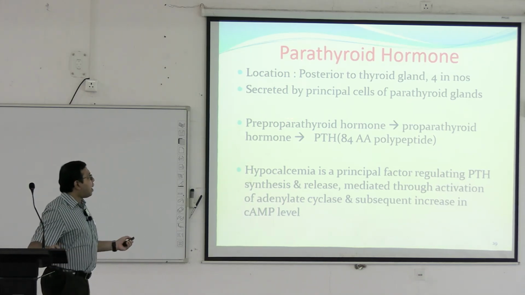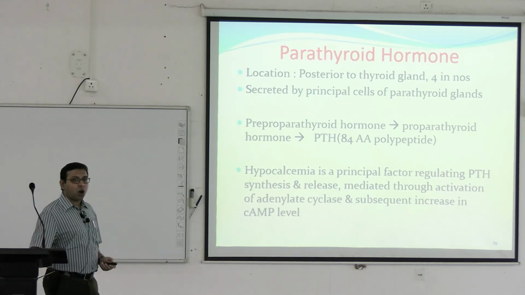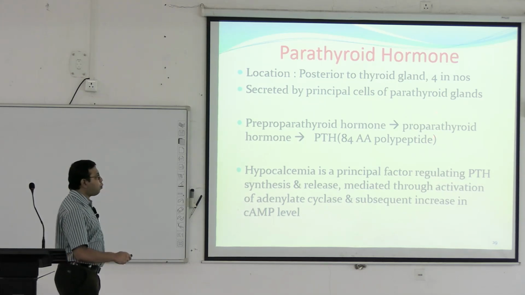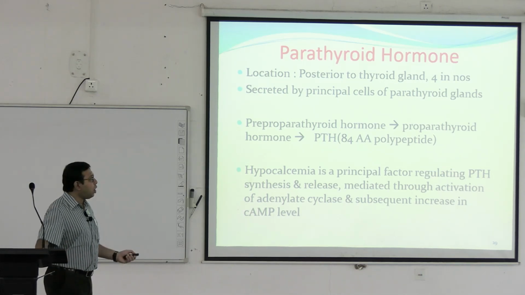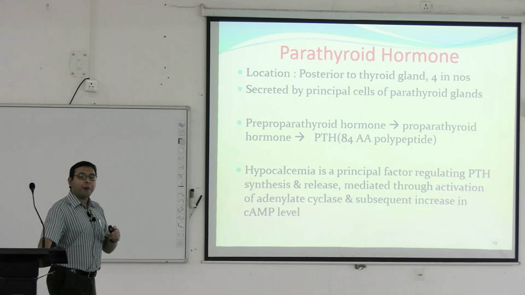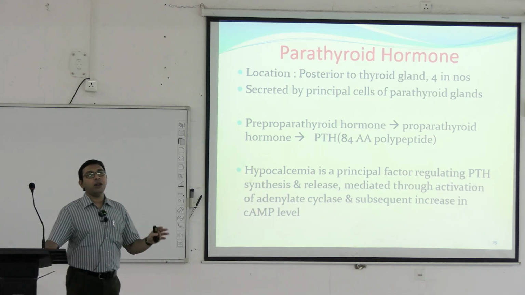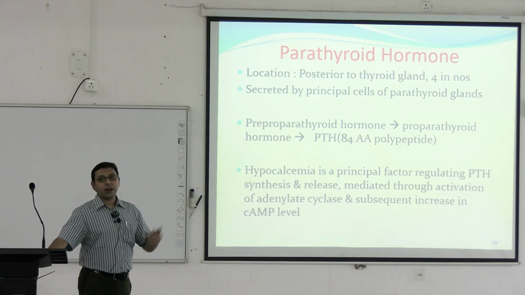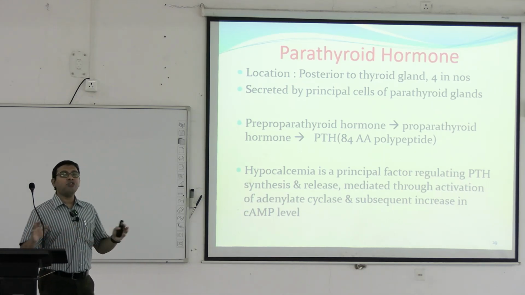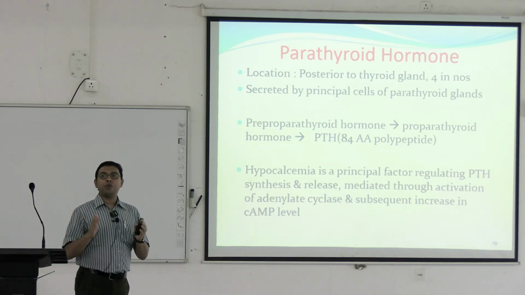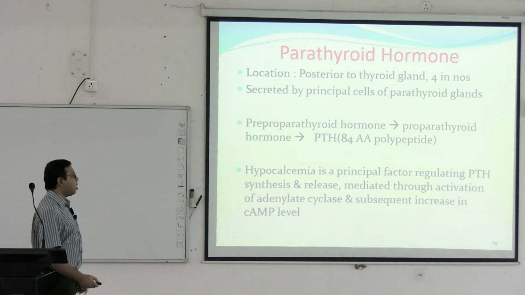Okay. So parathyroid hormone is mainly secreted as a long chain known as pre-proparathyroid hormone. It is then cleaved within the body to proparathyroid hormone and then cleaved to the active form, which is an 84 amino acid polypeptide. This is the parathyroid hormone. The parathyroid glands are 4 in number, present posterior to the thyroid gland, and within them there are principal cells that secrete long chains of polypeptide that ultimately cleave to smaller and smaller, and ultimately the 84 amino acid parathyroid hormone is secreted.